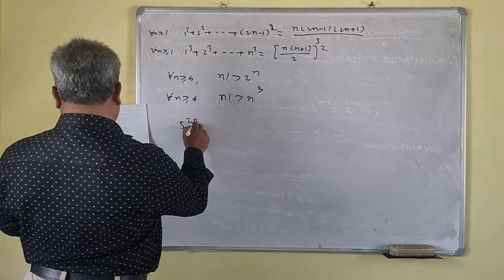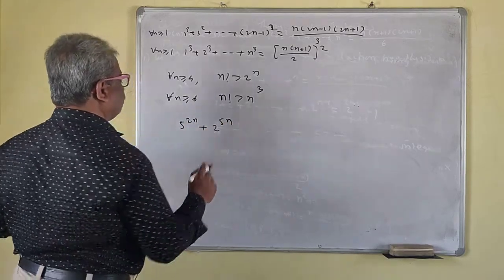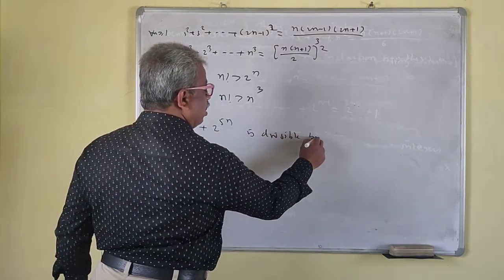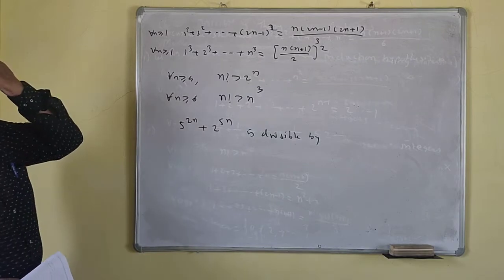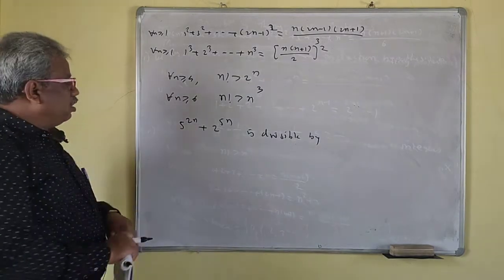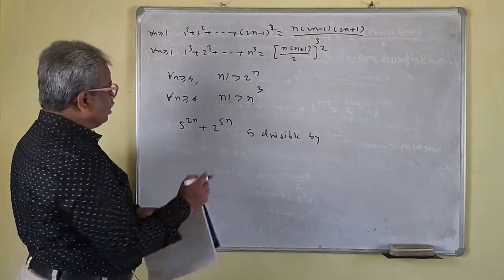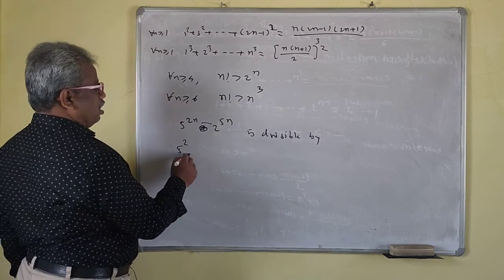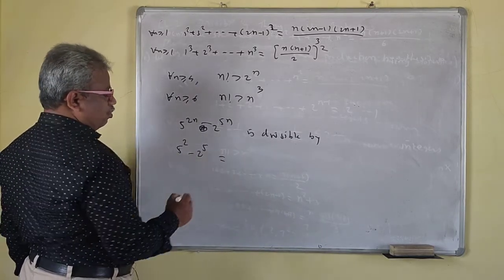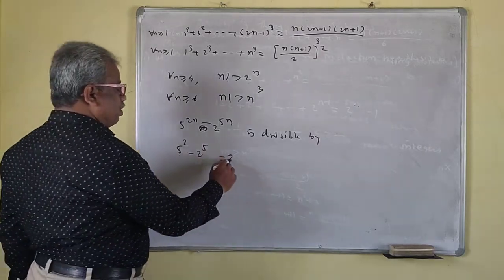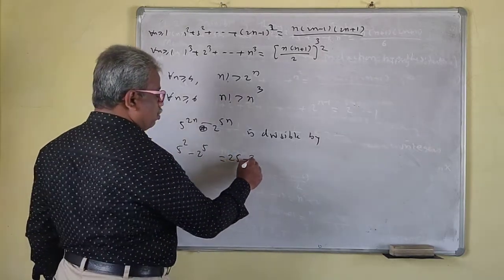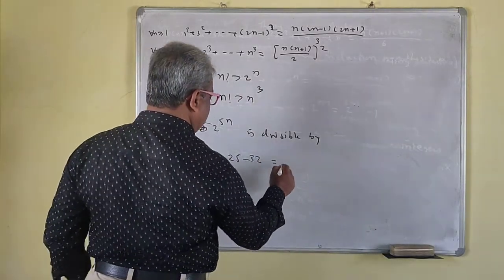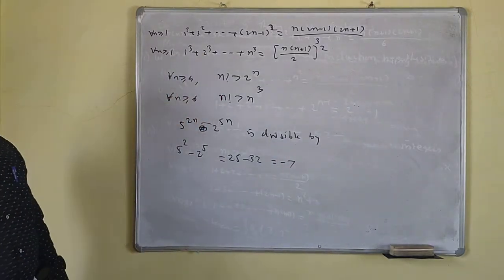Suppose 5 raised to twice n minus 2 raised to 5n is divisible by... Okay. The number will be given to you. There will be 4 options. So what you have to do for this one? Put n equal to 1. If you put n equal to 1, this should be the minus. So this is 5 square minus 2 raised to 5. 5 square is 25, minus 2 raised to 5, which is 32. So 25 minus 32 will be minus 7.